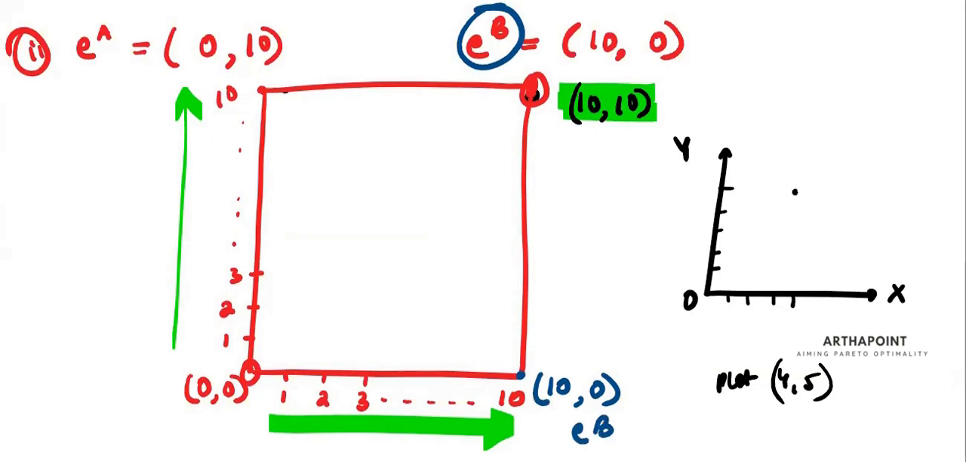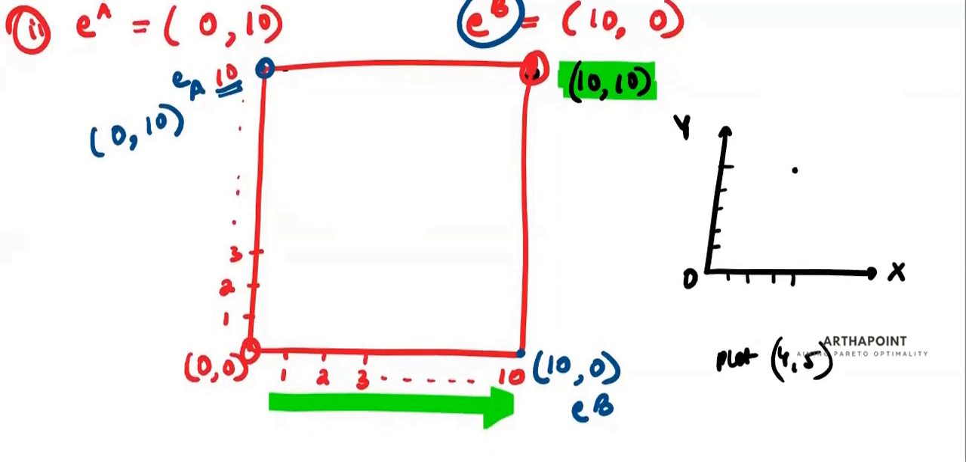This is what individual B entered the market with. This is 0 units of good 1, but 10 units of good 2. So this is nothing but the endowment of individual A. He entered the market with 0 units of good 1 and 10 units of good 2.